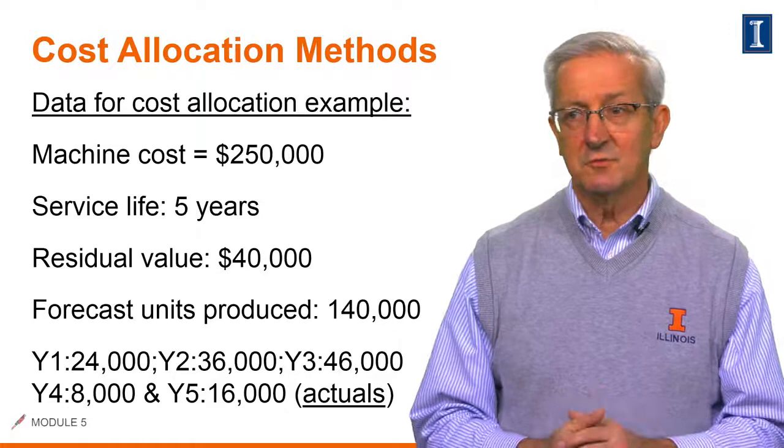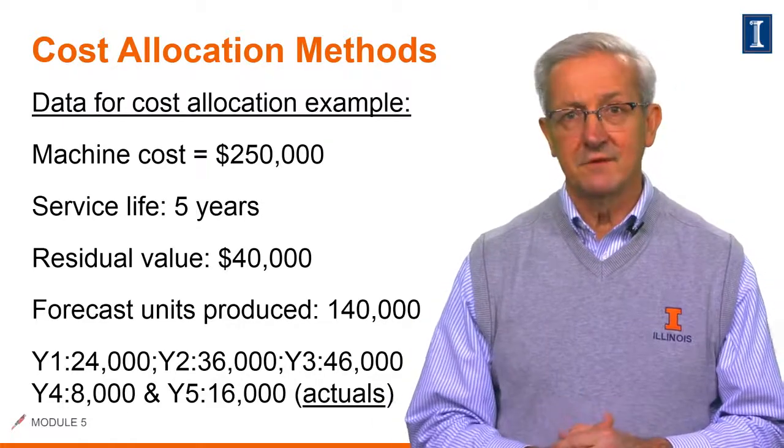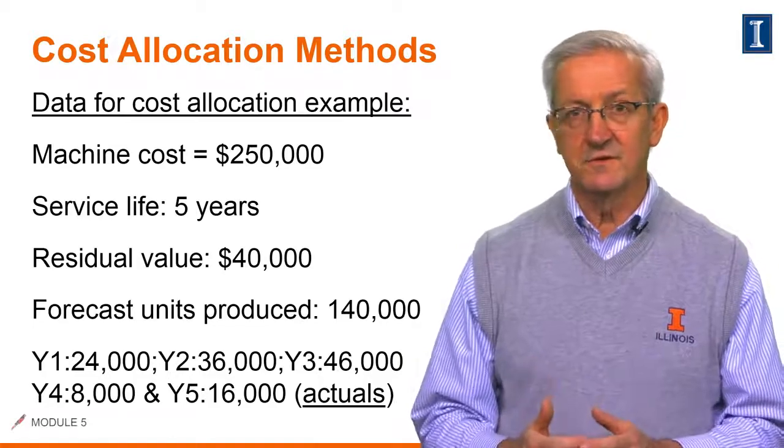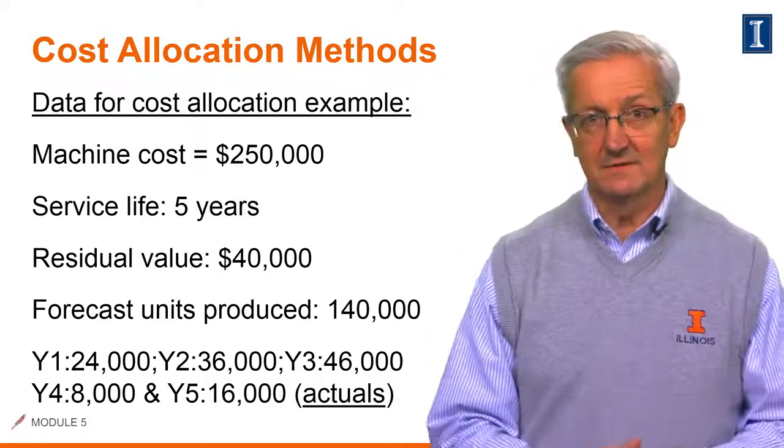Now, the actual units produced are also shown here at the bottom of the slide. If you add up those 5 years of amounts, you'll see that the total produced is only 130,000 units, which is less than the estimate we just discussed.